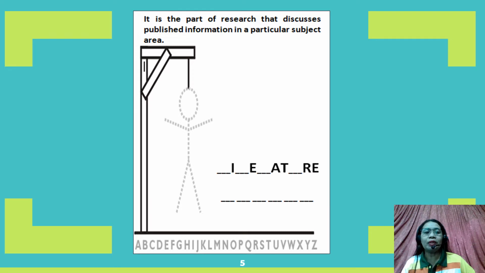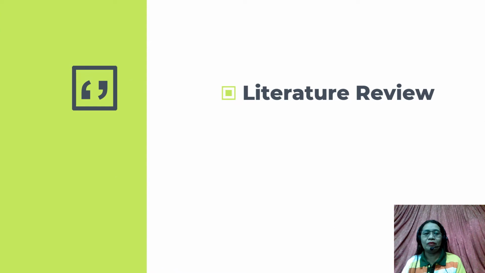Question number 2. It is the part of research that discusses published information in a particular subject area. So what do you think is the correct answer? We have here the clue: the letter I, the letter E, the letter A, the letter T, the letter R, and the letter E. So any group or any members from the group? Anybody? Yes, you've got it correct. The correct answer is literature review. So group number 1, group number 2, and group number 5, you earned your points.